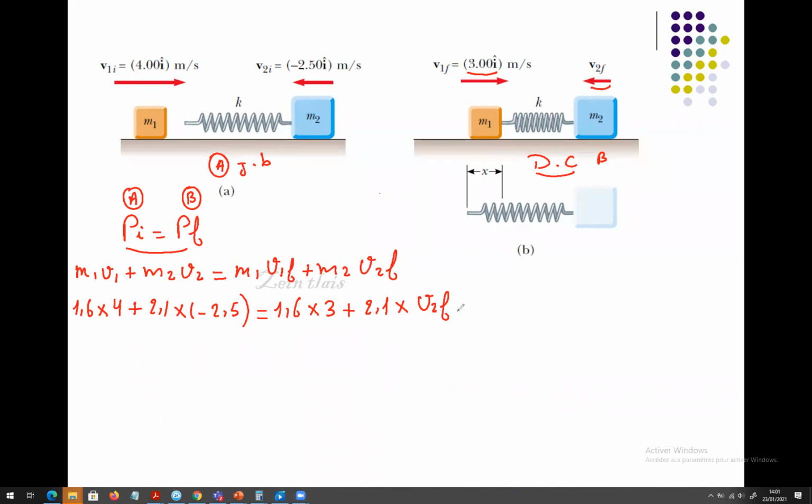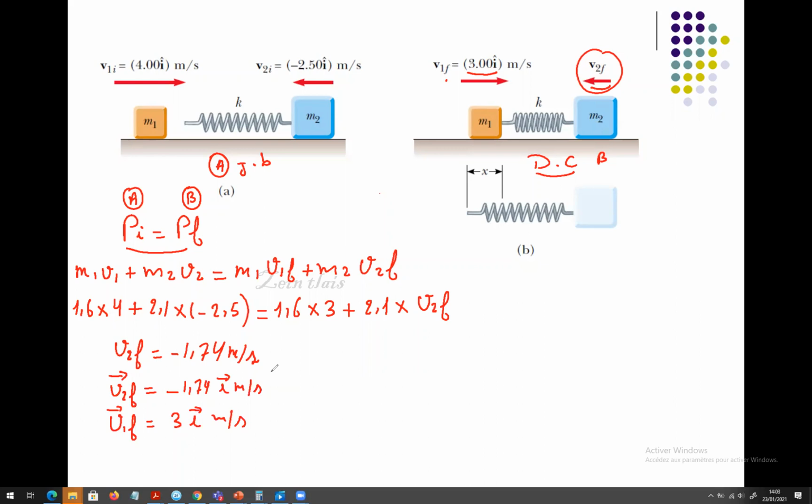So I need to calculate V2 final. We must have a negative value, because in this case V2 final is going to the left. So we get V2 final vector equals minus 1.74 i m per second, in the case where V1 final equals 3i m per second.